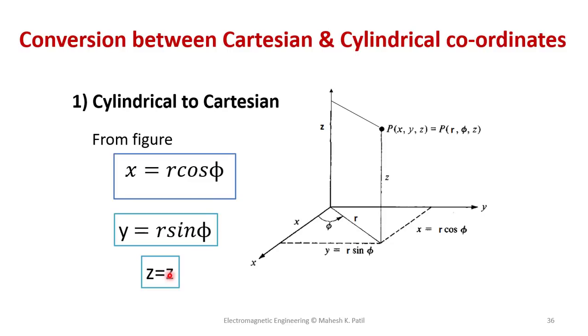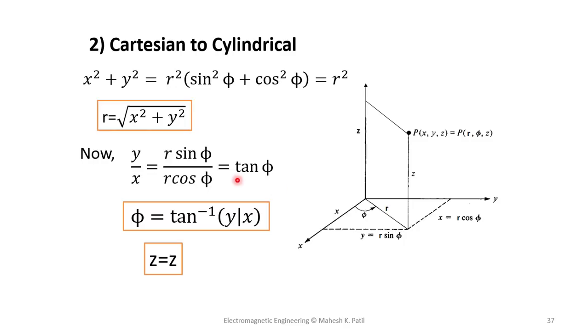Now we will see the reverse conversion, that is Cartesian to cylindrical conversion. If I add x square plus y square, it will be r square sin square phi plus r square cos square phi. Take r square common, so what remains in the bracket? Sin square phi plus cos square phi. If I simplify this, x square plus y square is equal to r square, and r will be the square root of x square plus y square.